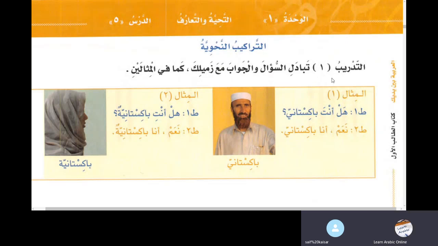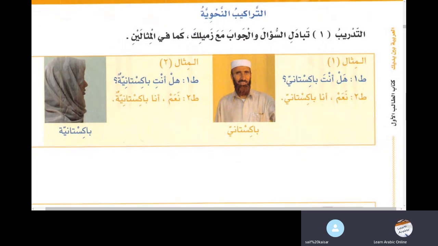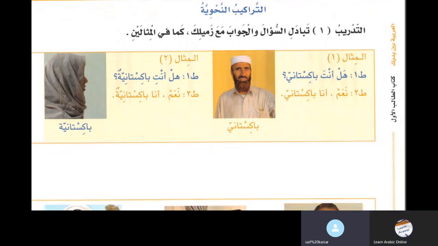Which question? This one? At-tadribul awwal. Tabadalus su'al wal jawab ma'a zamilika fil misalain. That means exchange the question and the answer with your colleague in the examples. Okay. Any problem? No.